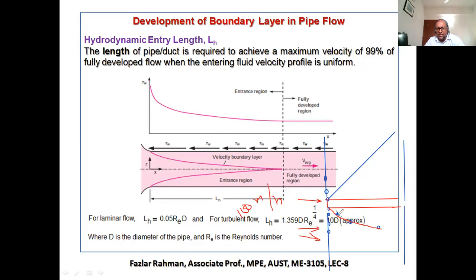So this fluid particle has velocity 0, right? The next has a little bit more velocity, and the next has more than this velocity. At one stage, we'll see right over here, this fluid particle traveling with a speed of 99% of the free stream velocity. That means if the free stream velocity is u, its velocity will be 0.99 u.